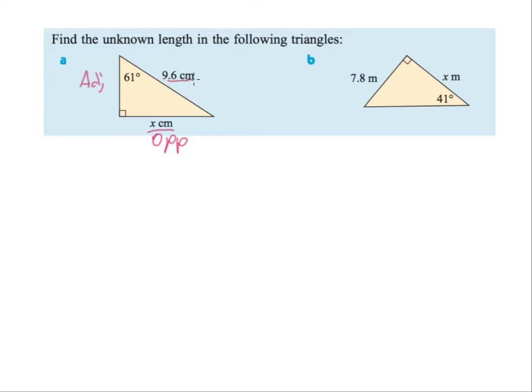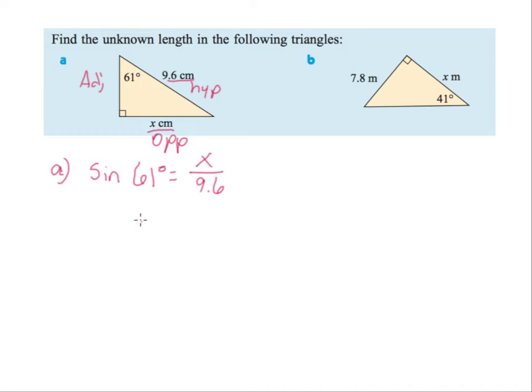And then the side opposite the right angle is called the hypotenuse. So we want to know what trigonometric function involves opposite over hypotenuse, the side given and the side we want to find. Well, we know that's sine. So sine of 61 degrees is equal to our opposite side, which is x, over our hypotenuse, which is 9.6.